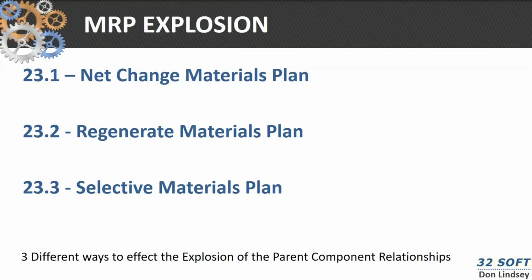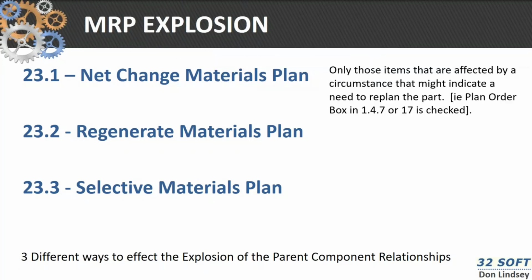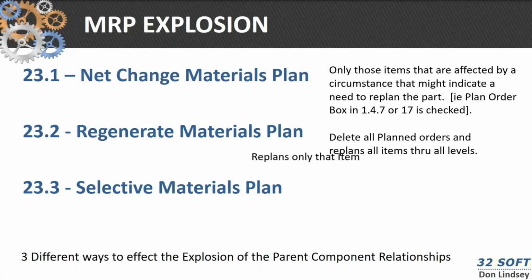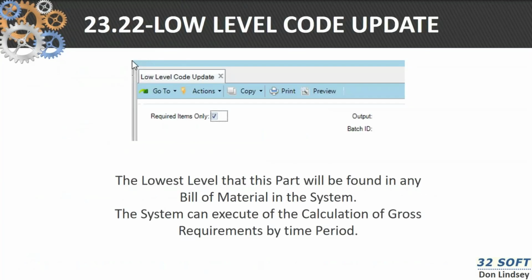In terms of the MRP explosion, there's 3 types of MRP explosions: net change, regeneration, selective. Net change says that anything that has affected this particular item will cause the planned order box in MRP or in 1.4.7 to be checked. And so you should use 23.1 to do net change. Regeneration deletes all planned orders and replans them throughout the entire product structure. And then selective MRP replans only that item.